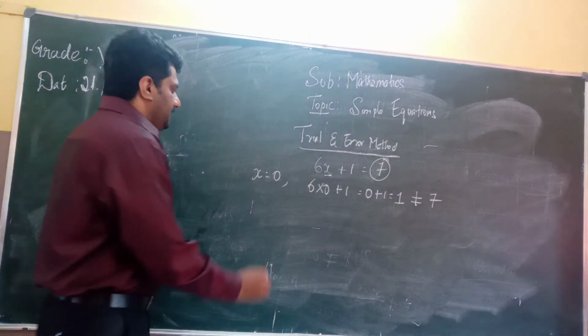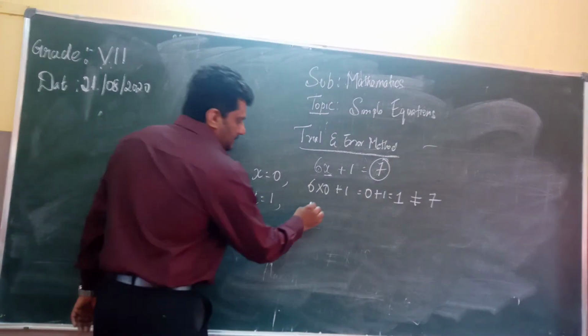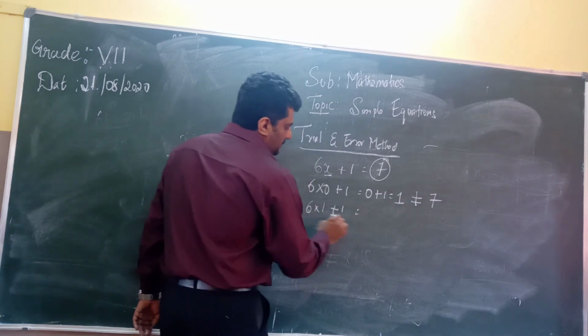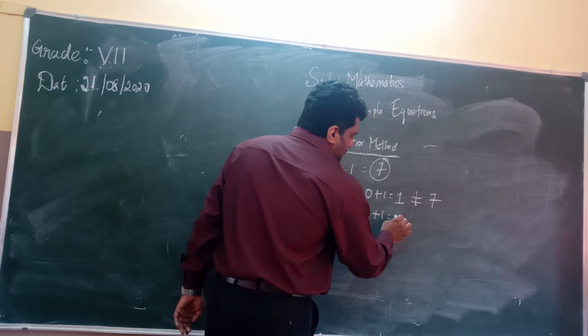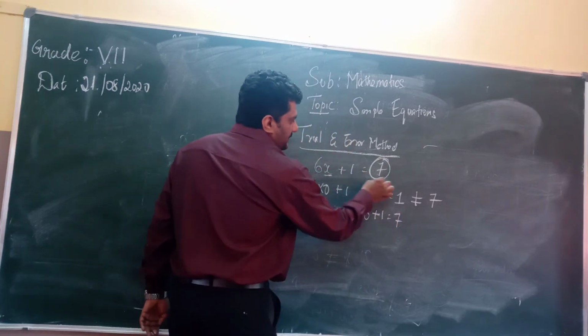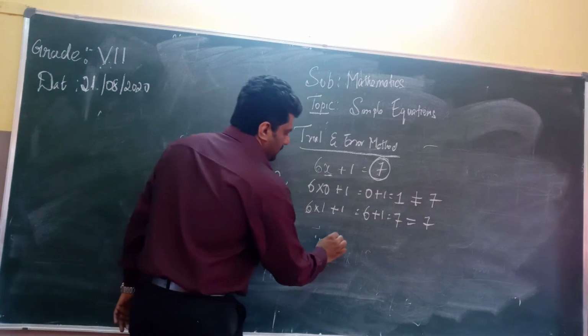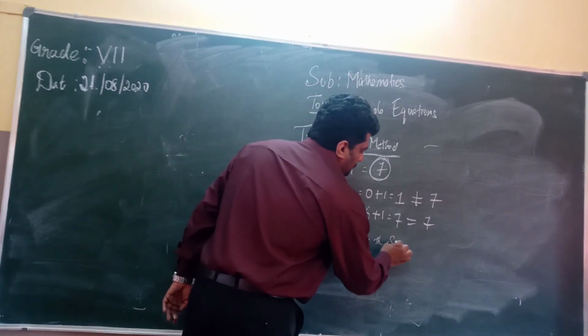Next, you give x is equal to 1. 6 into 1 plus 1, which is nothing but 6 into 1, 6, plus 1 is 7. So are we getting 7 here? It is equal to 7. Therefore, x is equal to 1 is the solution.